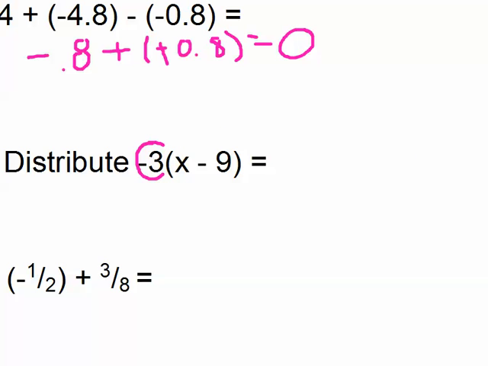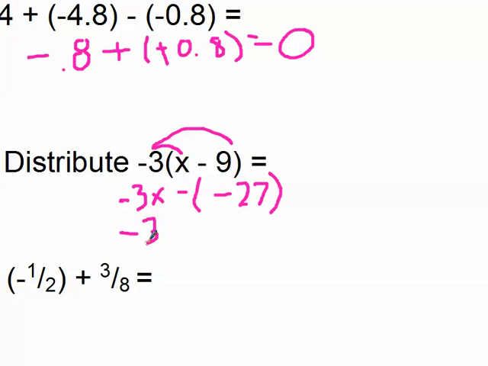So I'm going to go ahead and distribute that. Draw my rainbows. Negative 3 times x is negative 3x. Negative 3 times 9 is negative 27. And then I keep the sign that was in here. Now, that is the proficient response. For advanced, you would see that subtracting a negative is the same thing as adding a positive.